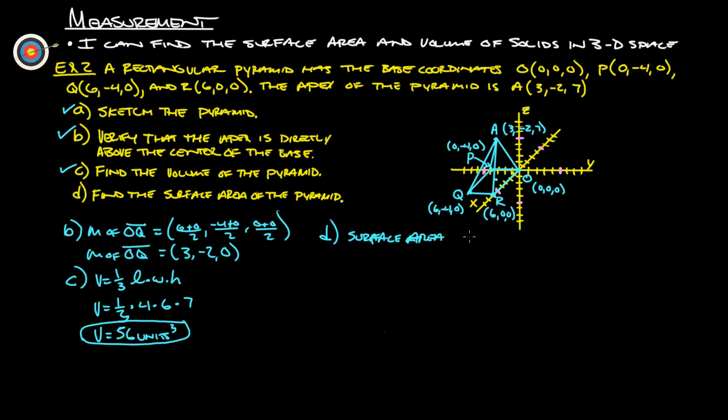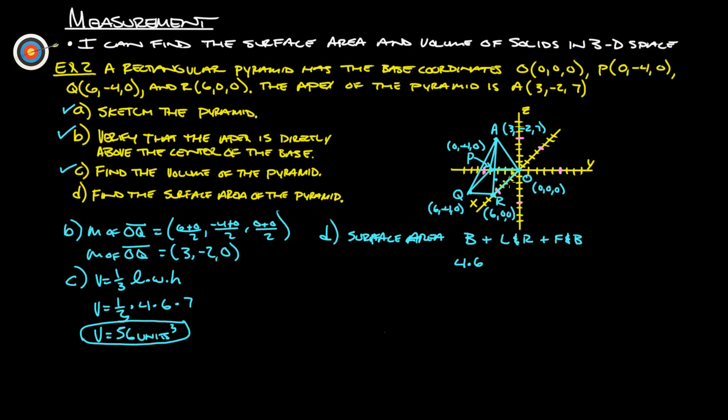It is going to be the base plus the left and right, which are going to be the same, plus the front and the back, which are also going to be the same. So let's find each one of those. Area of the base. We just figured out that the distance from Q to R was 4. So the base is going to be 4 times the depth here, which is 6. So 4 times 6, that's the base.